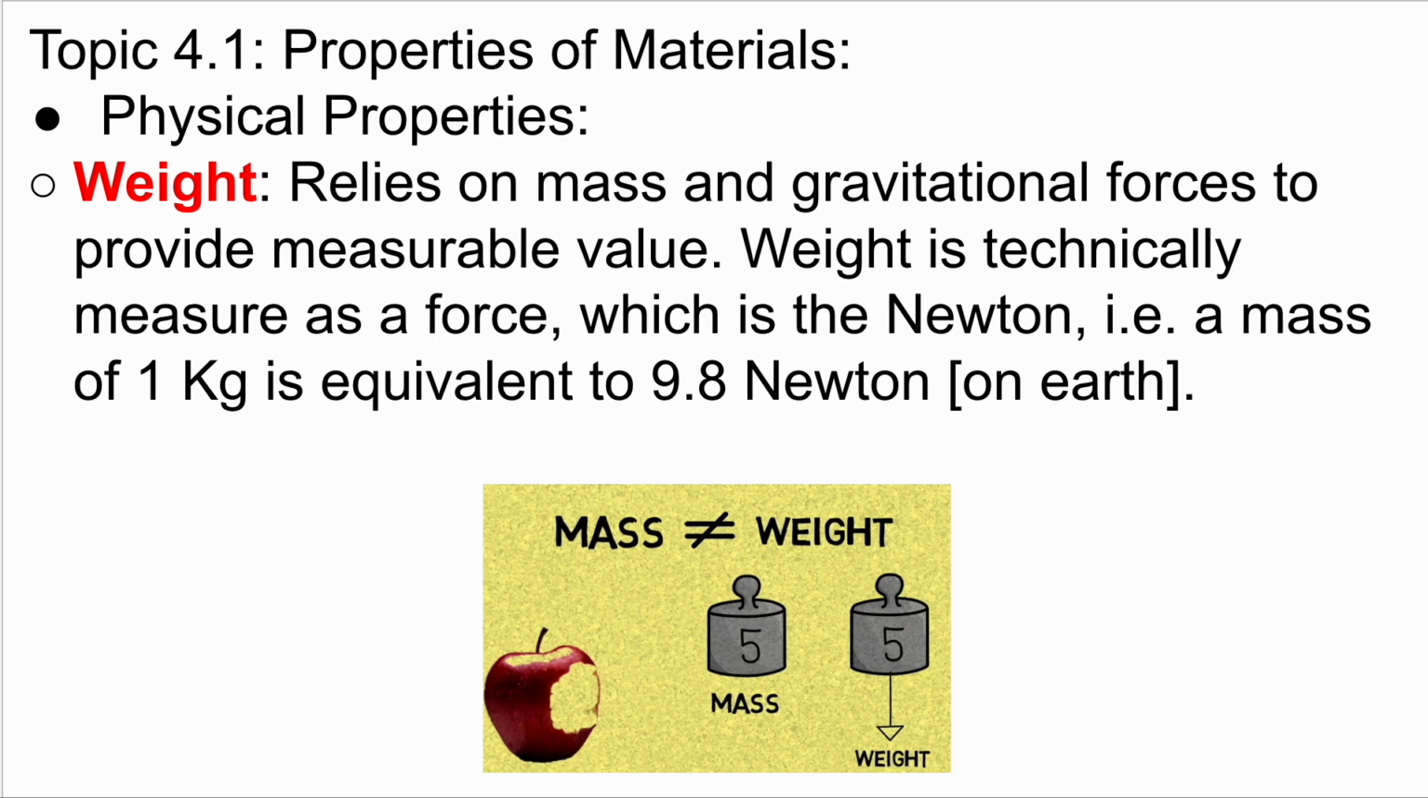Weight is technically measured as a force, which is the Newton. The mass of 1 kilogram is equivalent to about 10 newtons, 9.8 newtons on Earth. And of course, this would be less on the moon. One useful way to think of a Newton is to think of the mass of an apple, which is about 100 grams. And a Newton is the amount of force that it would take to move that apple 1 meter on Earth.